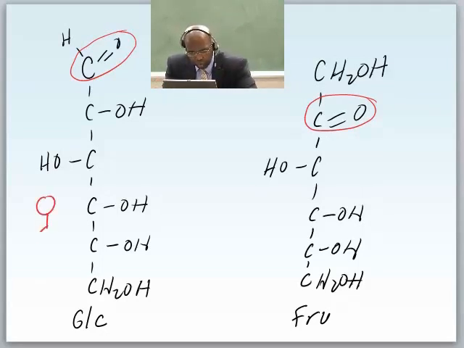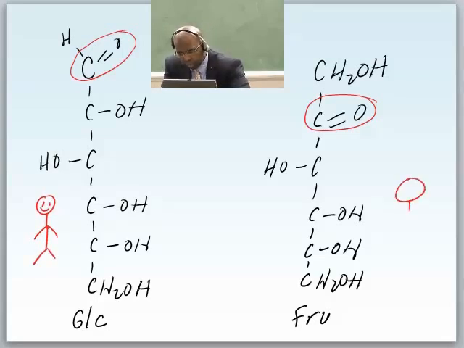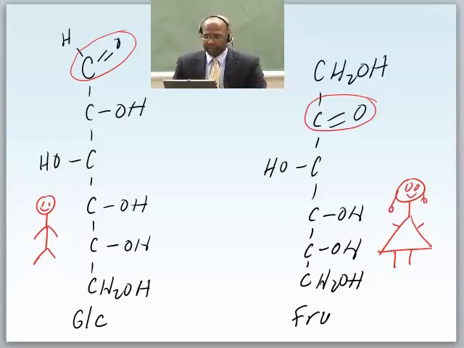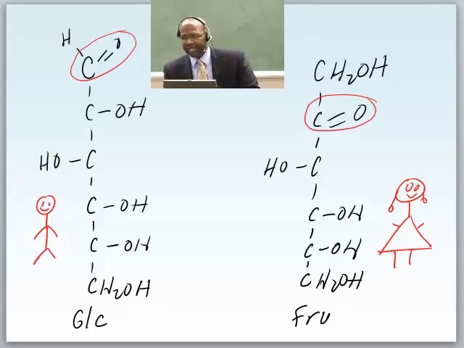Glucose is the boy, and fructose is the girl. Okay? And so glucose and fructose, they're brother and sister. One of them is an aldose, one is the ketose. All of the chiral centers that are found in fructose are found in glucose. But the opposite is not true, because 2 is a chiral center in fructose, and it's not found in glucose.